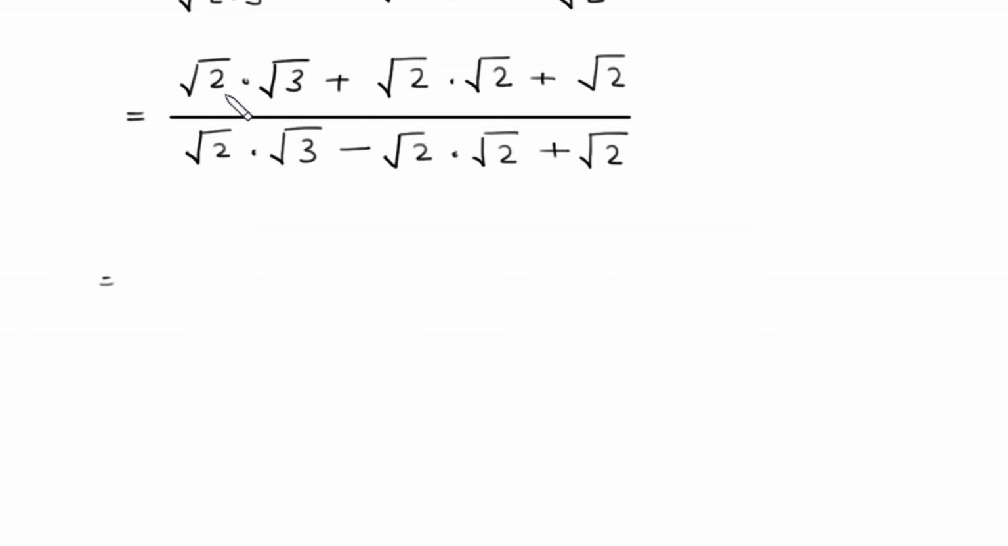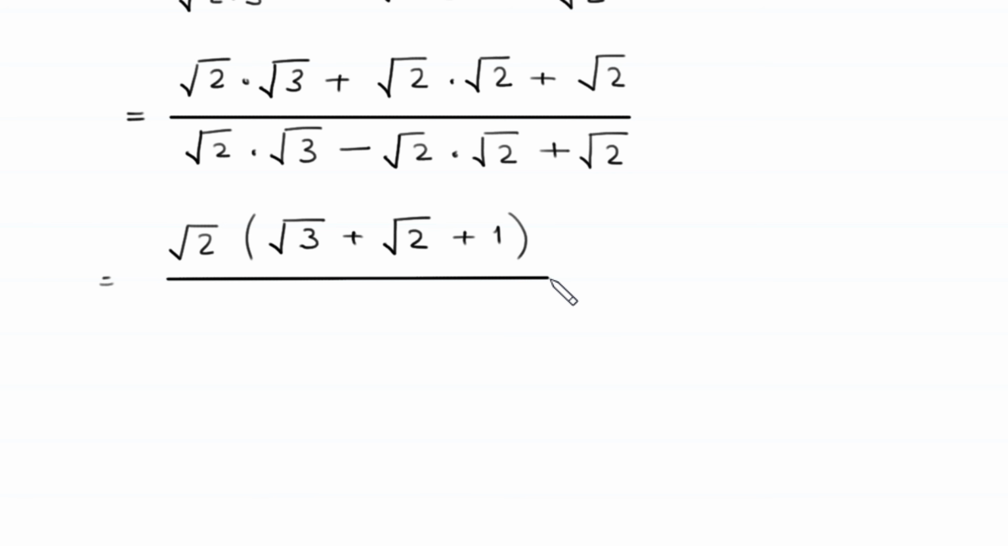Next, from the numerator we can factor out square root of 2. Square root of 2 as common factor, and in bracket left square root of 3 plus square root of 2 plus 1, divided by, from the denominator we can factor out square root of 2. Square root of 2 as common factor, and in bracket left square root of 3 minus square root of 2 plus 1. Next, this square root of 2 will be cancelled out with this square root of 2.